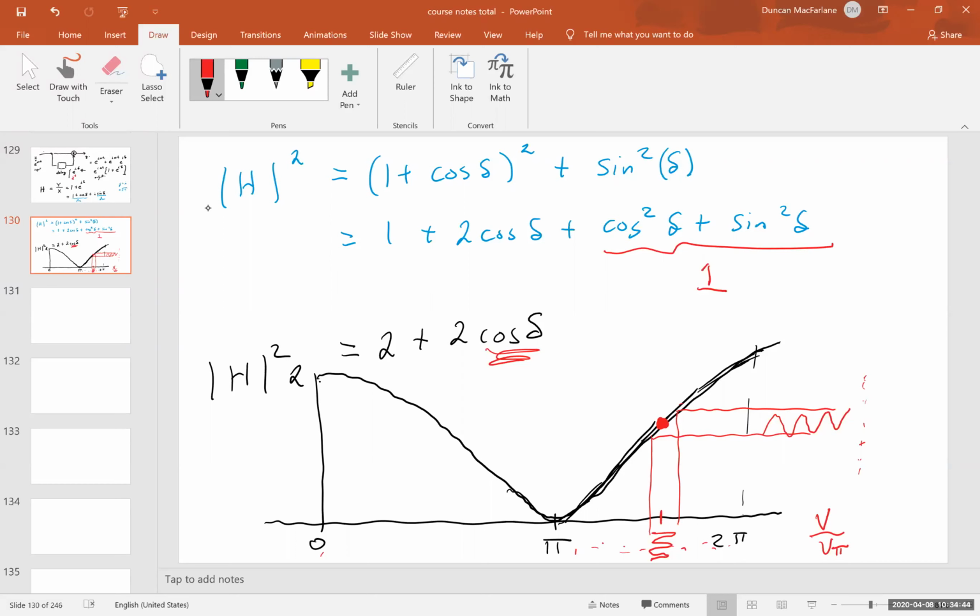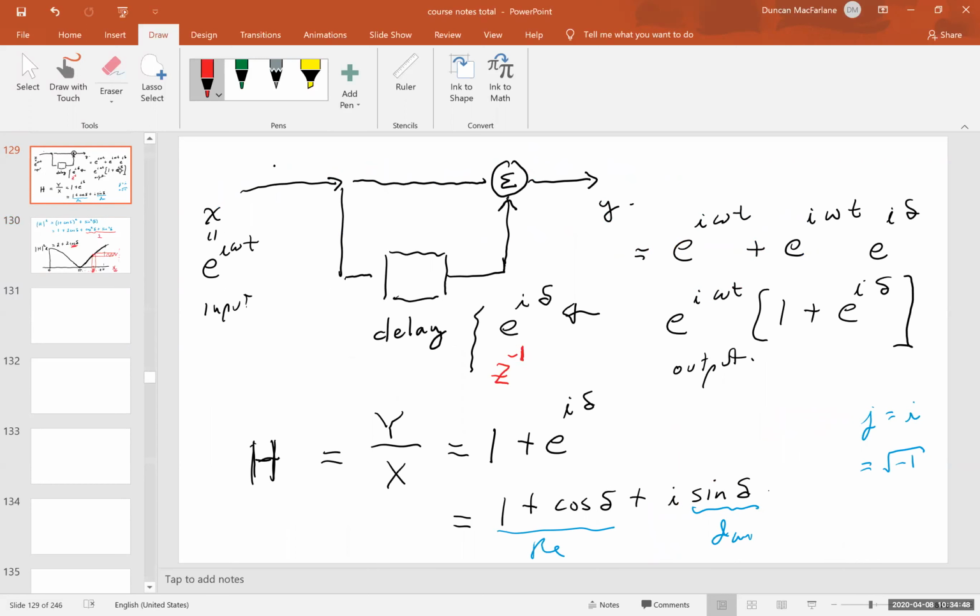Now, what I'd like to do is generalize on this signal flow diagram. And what I do here is I split my signals.